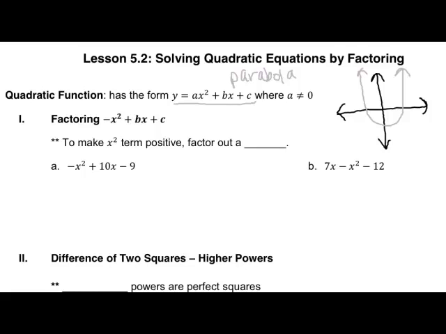When we are solving quadratic equations, we are looking for the x-intercepts. We also call these roots or zeros. So again, by solving by factoring, we are looking for these points, again, where the graph crosses the x-axis.